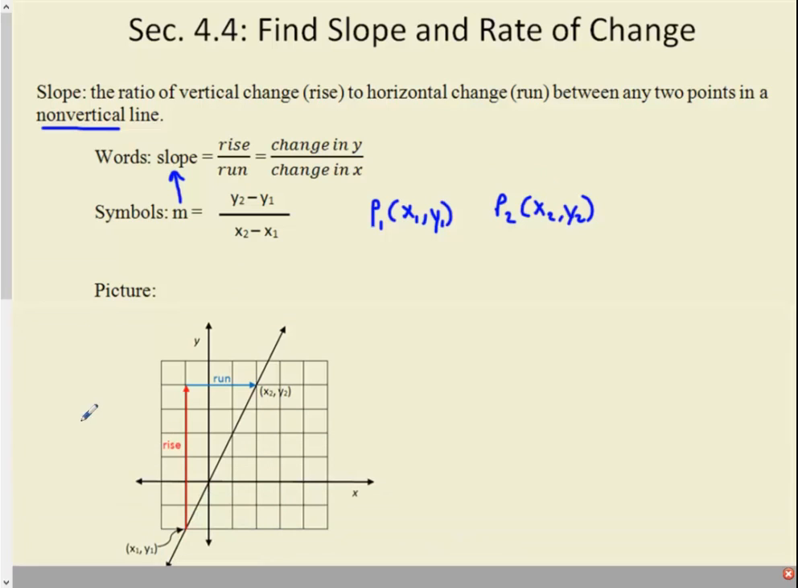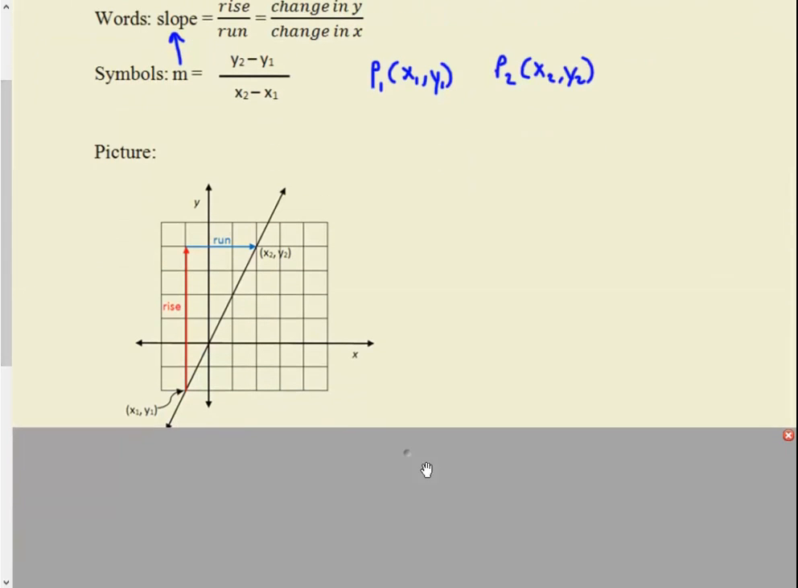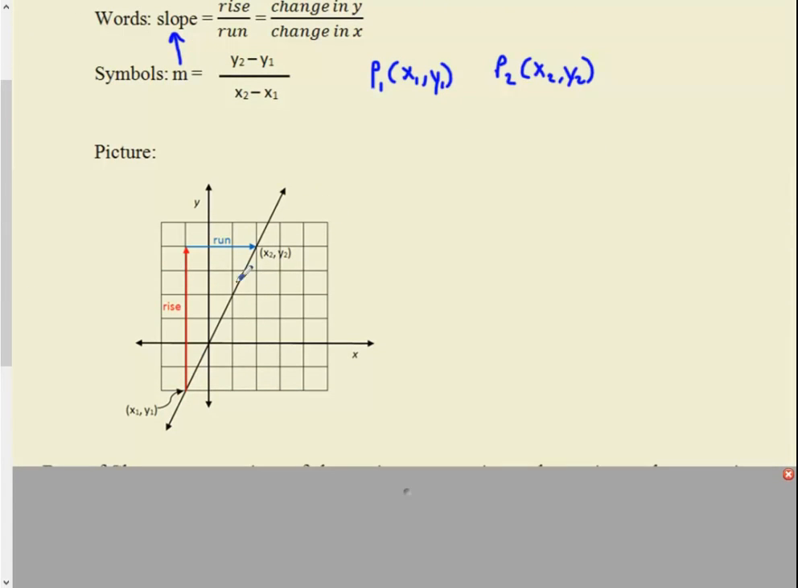In a picture, we could look at something like this. Here's a line. Notice that this line is not vertical. And we have 2 points already selected. And remember that you can use any 2 points on the graph, but we would like to use 2 points that are hopefully at the intersection of 2 grid lines, because those are easy to find the coordinates of, as opposed to a point like this where we really would have a tough time finding those coordinates.